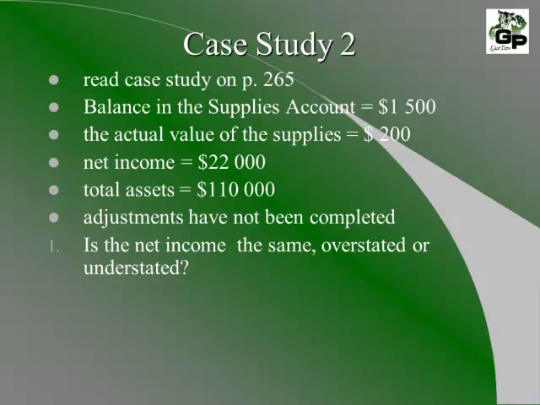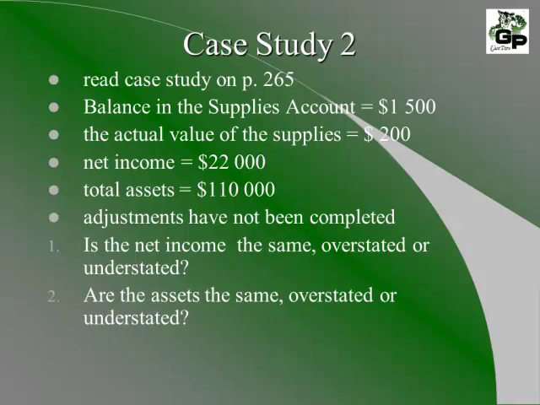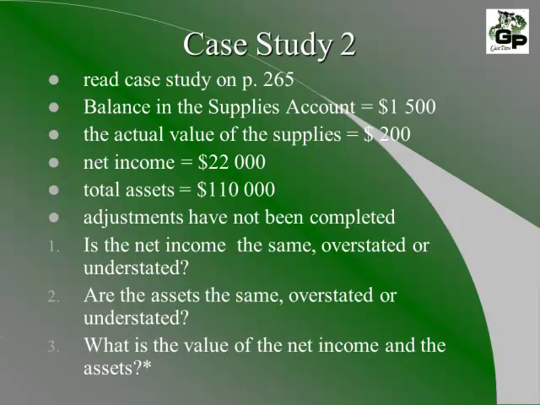What we need to ask ourselves is: is the net income the same? Is it overstated or is it understated? Are the assets the same, overstated or understated? And finally, we need to determine the value of the net income and the assets once the adjustments have been done.